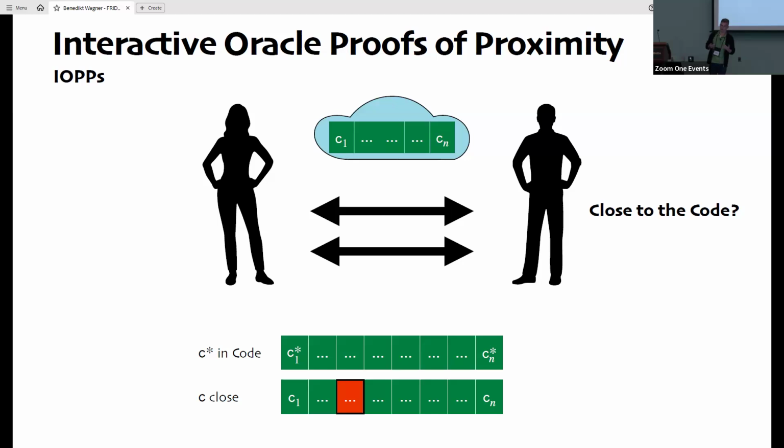Okay, and now you may wonder, why cannot Bob just look at all the positions and check it himself? Well, we assume Bob is restricted. Bob doesn't want to make too many queries to that oracle. That's an interactive oracle proof of proximity, and Frye is a very prominent example of that and a very efficient one.